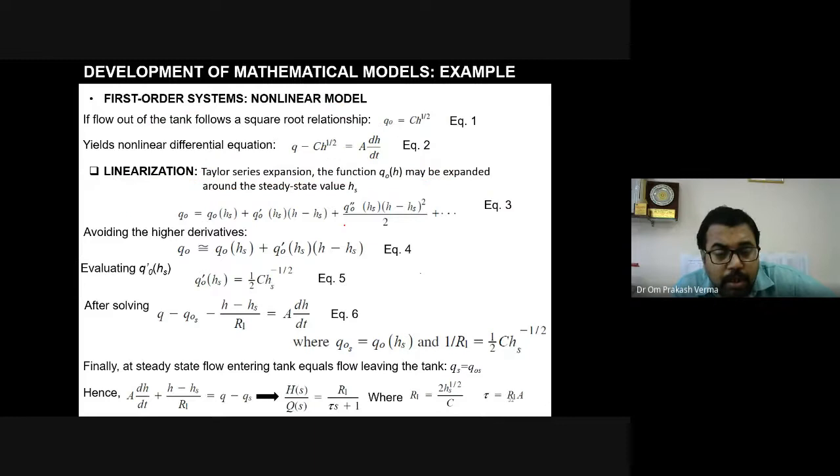What does this mean? First, I'm coming to this. What is the meaning of linearization? Linearization is just a simple method to convert this non-linear equation into a linear one. How? With the help of the Taylor series expansion. With the Taylor series expansion, we can write this Q naught(H), where Q naught(t) equals C H(t) to the power 1 by 2, nothing else, extended around the steady state value HS.